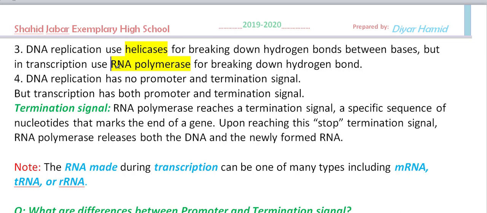Fourth, DNA replication has no promoter and termination signal. We will talk about the termination signal. The termination signal is the end of the gene, where the RNA polymerase is released from the DNA.